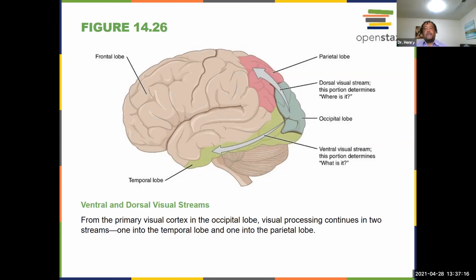And so again, if we have some type of damage, it could actually affect that determination of, okay, what is it? Compared to if another part has issues with location. Is it on the right or on the left? I can't tell.